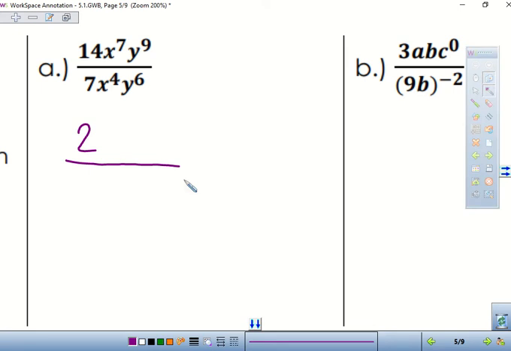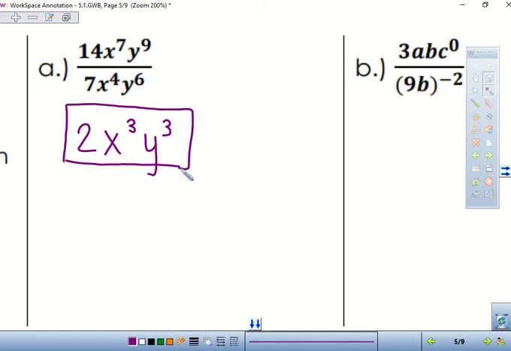So what would be x to the 7th divided by x to the 4th? X to the 3rd. Y to the 9th divided by y to the 6th? Y to the 3rd. Notice here there's nothing left in the denominator, so we no longer need to write a denominator. So this is going to be our final answer.